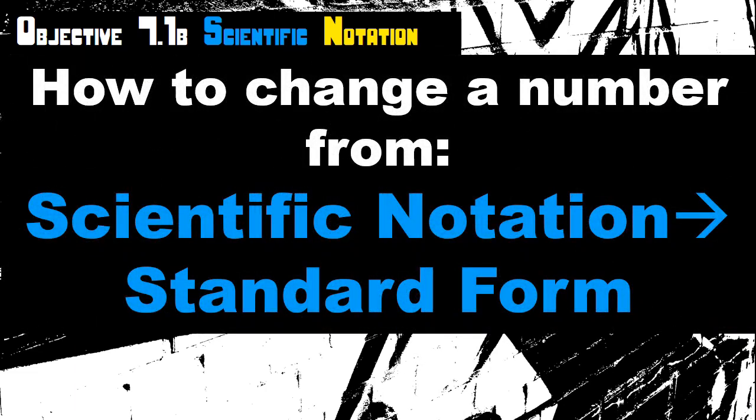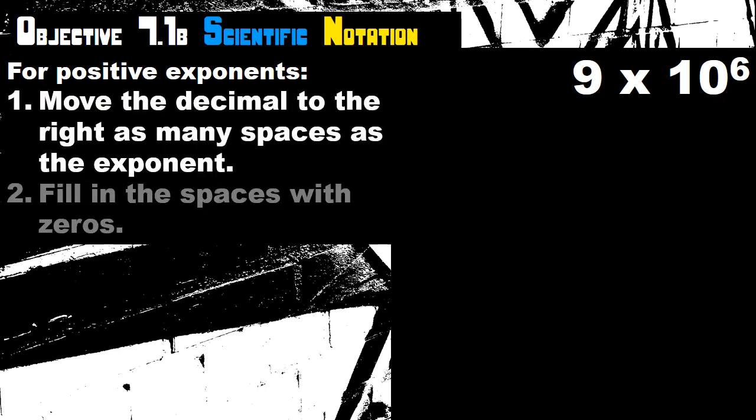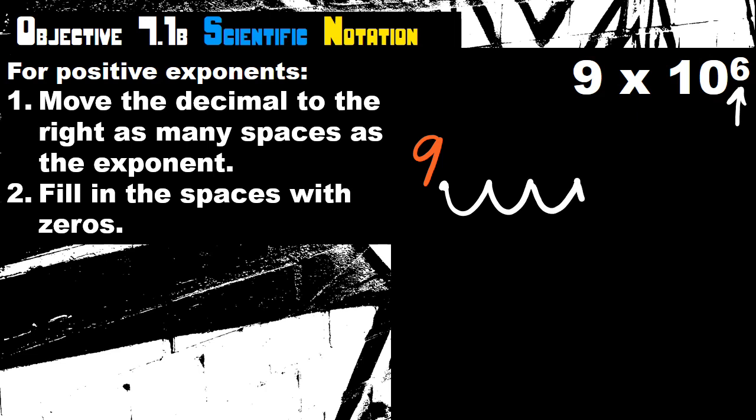So now let's talk about how to change a number from scientific notation to standard. So here we're given this number, 9 times 10 to the 6. And we're going to have 2 steps for this one. Our very first step is we're going to write out our number 9 here. We're going to add a decimal point. And our first step tells us we're going to move the decimal point as many spaces to the right as our exponent. So our exponent is 6. Let's move our decimal point 6 spaces. 1, 2, 3, 4, 5, 6.